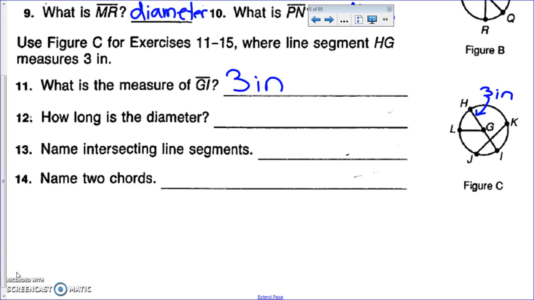12 asks, how long is the diameter? Well, we know H to G is 3 inches and G to I is 3 inches, so we know our diameter is 6 inches. It's twice as long as one radius. For 13, it wants us to name intersecting line segments. So we would look over there, JK intersects HI.